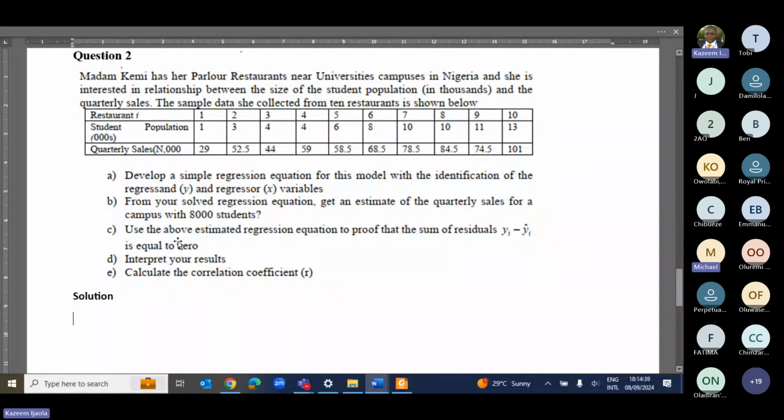So who can tell me what is dependent and independent here? What depends on what? Sales is dependent and population is independent. So y is equal to sales, x is equal to population. Is that what you are saying? Yes, correct. My y is equal to sales, and x is the independent variable, the population of students. Who else does not understand this? Who else does not understand this?